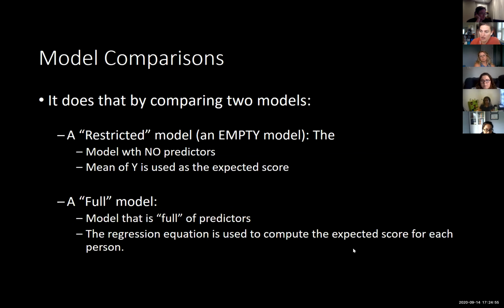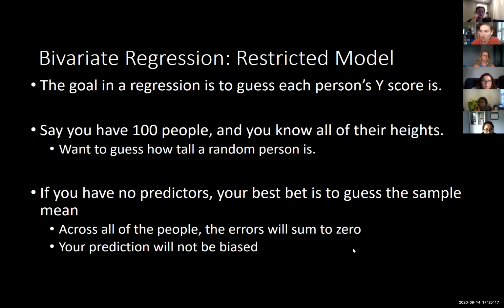The other model you have is a full model. A full model is full of predictors. In our case, it's going to have just 1 predictor, but it's full. And the regression equation is used to compute an expected score for each person using those predictors in the full model. So we're going to compare the restricted model to the full model to get our estimates of model fit.